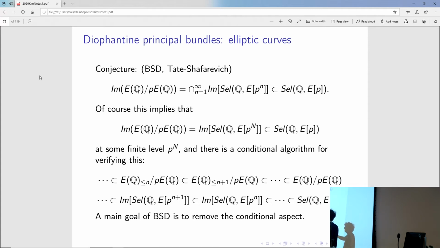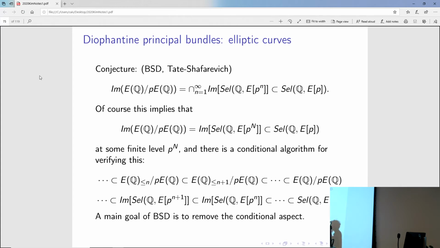Meanwhile, you can also compute the image under the boundary map of points on the elliptic curve of bounded height less than or equal to n, then n plus 1. So you get a larger and larger subset in this way. But these all lie inside the Mordell-Weil group mod p, sitting inside here. These increase. And what BSD says is that at some point, this will equal this. Once you're at that point, this thing in the middle also has to be equal to this, and you know you're done. So that's the idea of the algorithm.